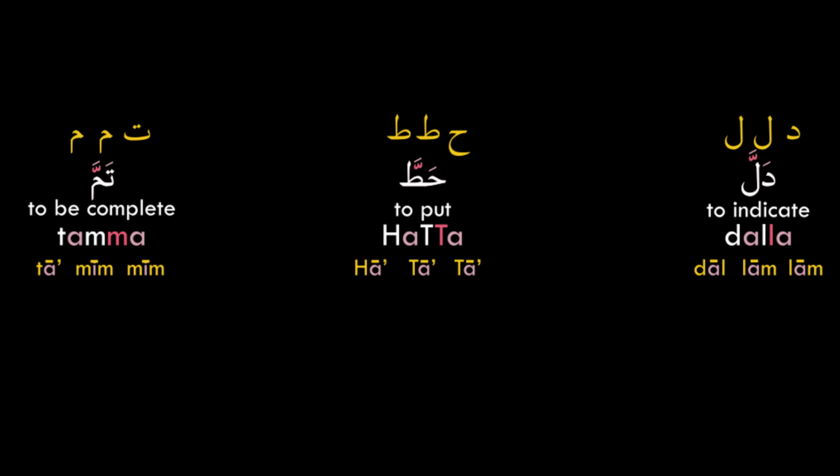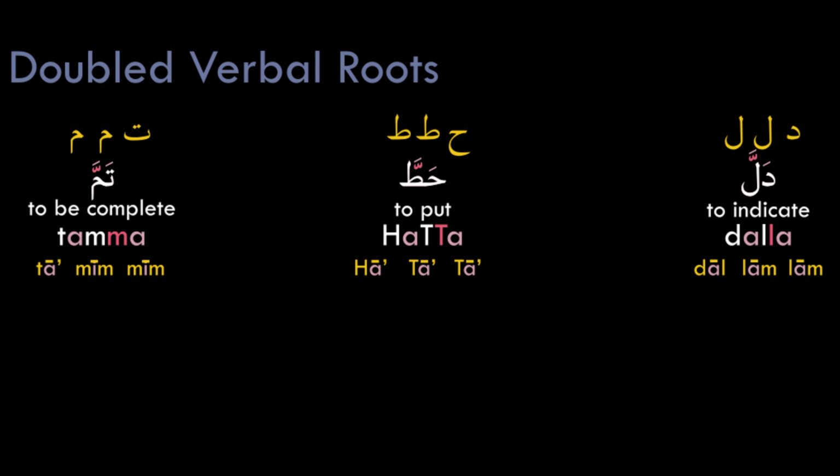We have one root letter repeated twice in the end. That's why we merge them under shadda. We call this type of verbs by doublet verbal roots. الفعل المضاعف.